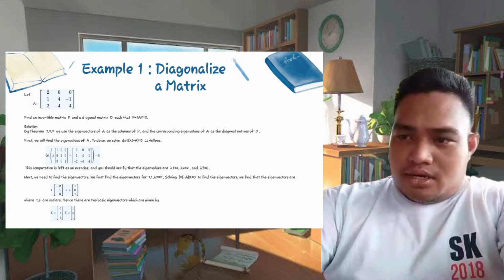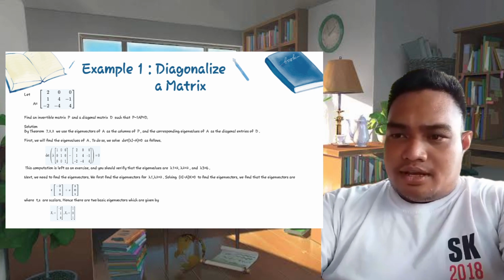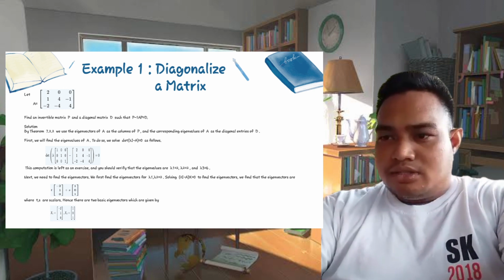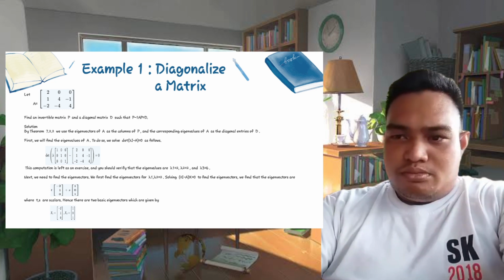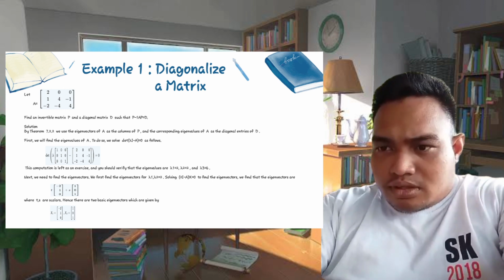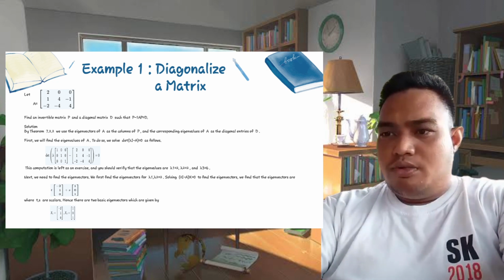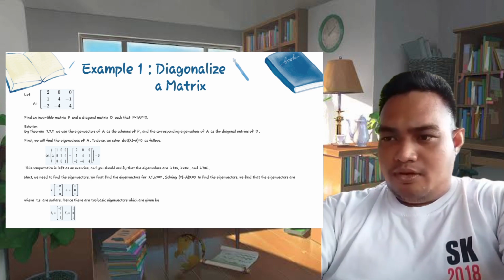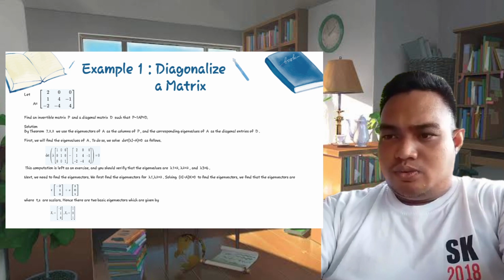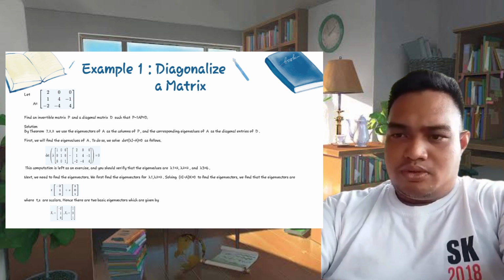Example number 1, diagonalize a matrix. Find an invertible P and the diagonal matrix D such that P inverse AP equals D. Solution by theorem 7.2.2, use the eigenvectors of A as the columns of P and the corresponding eigenvalues of A as diagonal entries of D. First, we'll find the eigenvalues of A. To do so, we solve det(λI minus A) equals 0 as follows.